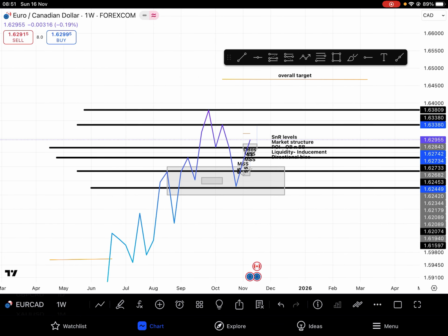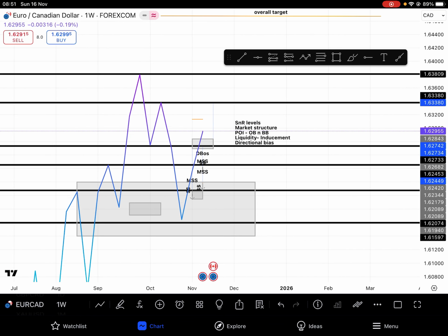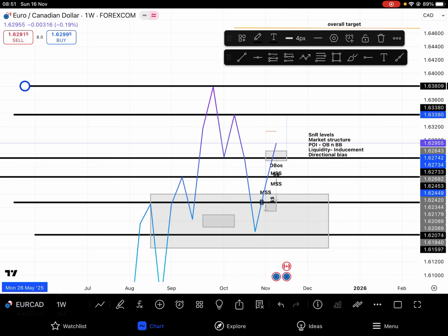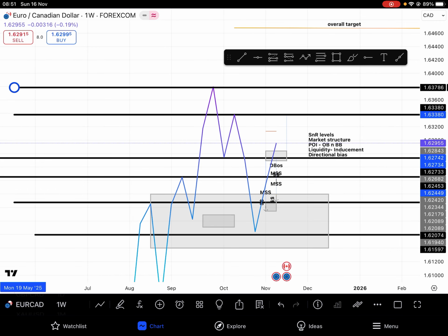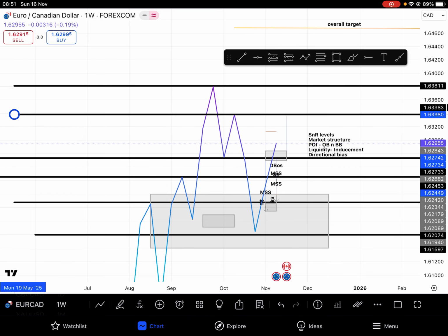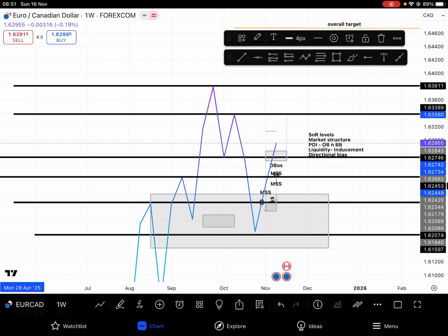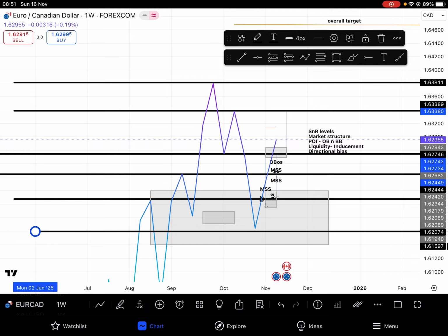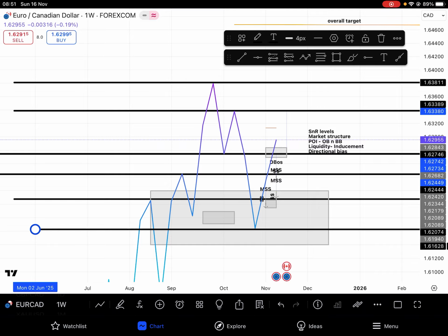So as you can see, there's one here, there's another one here, another one here on this zone here, and here, and another one here, also another one here as well. And then that's all I do.